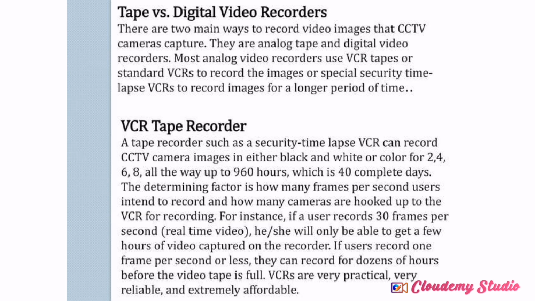So meaning these VCR tape recorders can record either in black and white or in color. That's the reason why sometimes you find that the CCTV footage is showing in black and white instead of in color. Now in color, it can record for 2, 4, then 6, 8 or all the way up to 960 hours, which is 40 complete days.